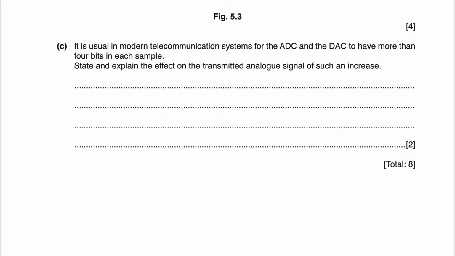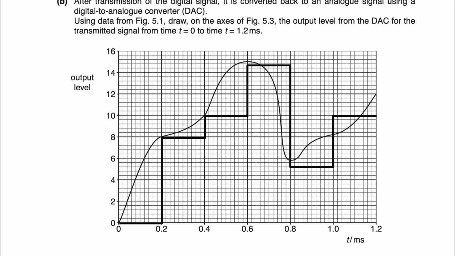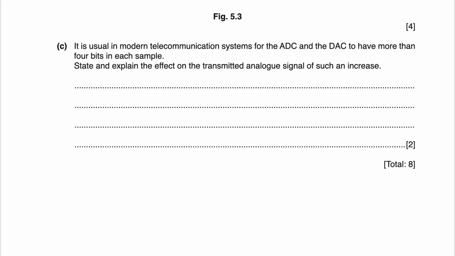It is usual in modern telecommunication systems for the ADC and DAC to have more than 4 bits in each sample. Why? Okay, if we look at the previous answer, we have fewer steps. If we have more bits, then we can have more small steps. A high number of steps, but every step is small. So this is the only reason that they have smaller steps, which means even smaller changes in the analog signal can be recorded.